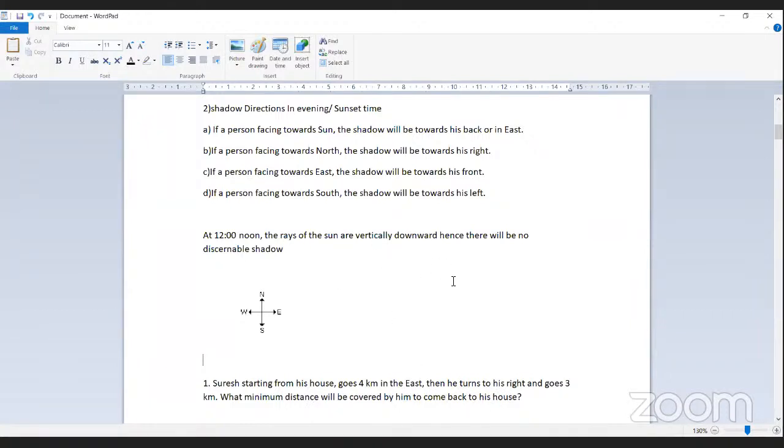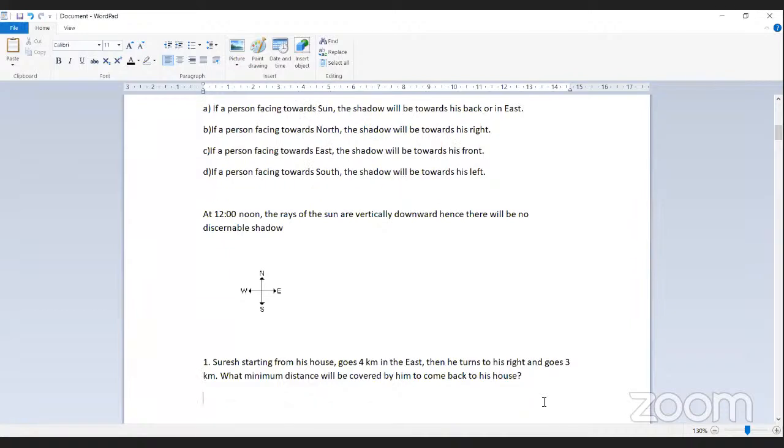Meaning he has gone 4 kilometers here, then 3 kilometers here. From the point where he has stopped to the starting point, they're asking. 7. 4 plus 3 would be 7. But they have asked what is the minimum distance? 5. Yes, 5 is correct. This is a straight line. Pythagoras theorem. A triangle will be there.